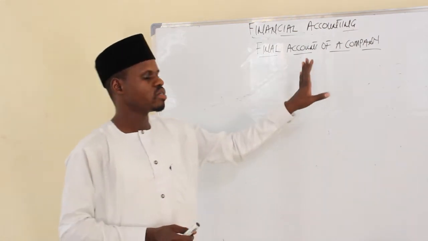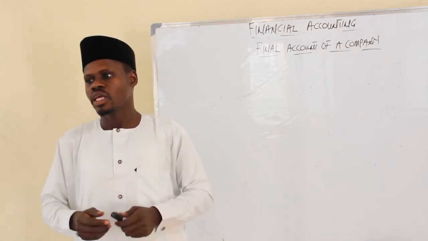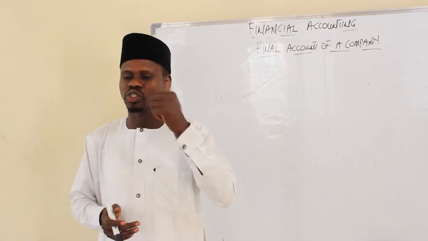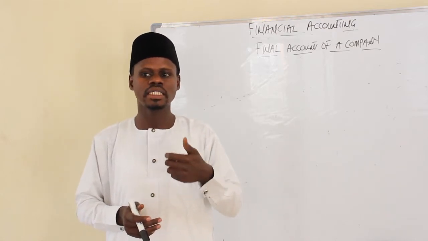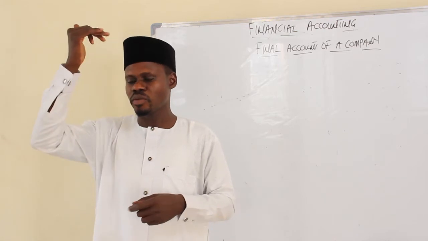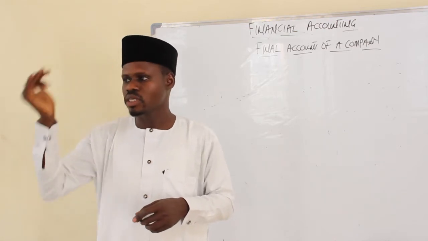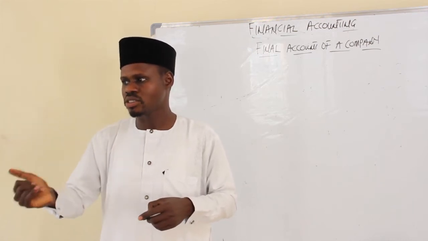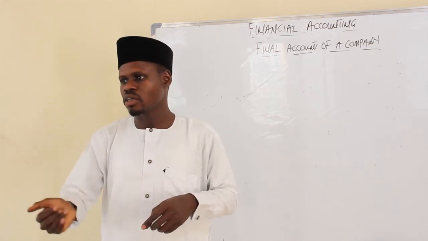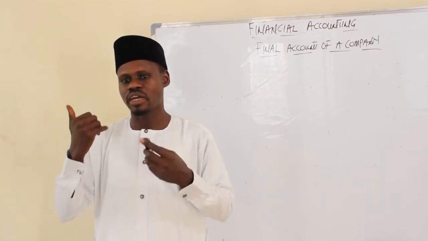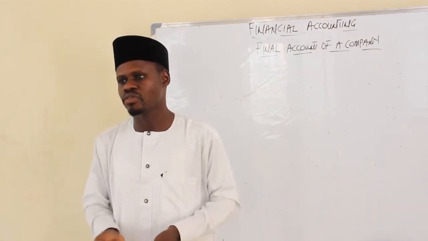Now, the final account of a company is quite similar to the final account of a sole proprietorship and a partnership business, meaning the trading account is the same. Opening stock, add purchases, add carriage outwards, less return outwards, cost of goods available for sale, less closing stock, you arrive at your cost of goods sold, and finally you arrive at your gross profit.